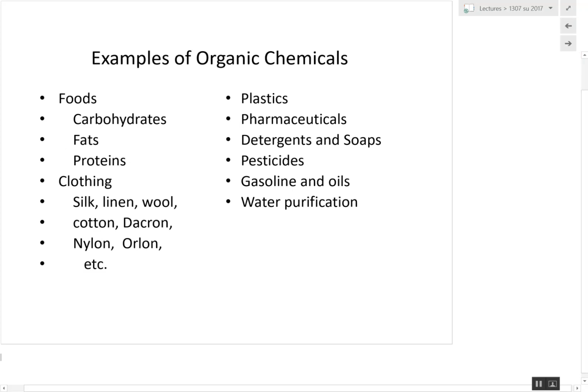All right, organic chemistry, foods, as we mentioned here, carbohydrates, fats, proteins, clothing, silk, linen, wool, cotton. These are all naturally occurring fibers, carbon-based fibers. Dacron, nylon, Orlon are synthetic fibers. And Kevlar. Kevlar is what goes into bulletproof vests. It's an extremely high tensile strength fiber that, woven enough of those together, can actually stop a bullet.